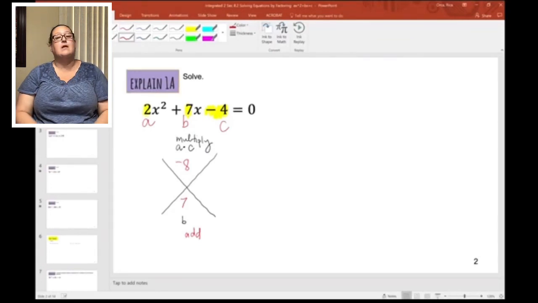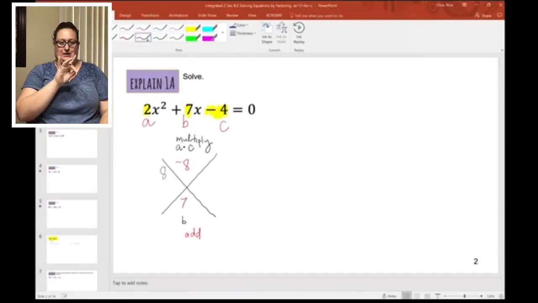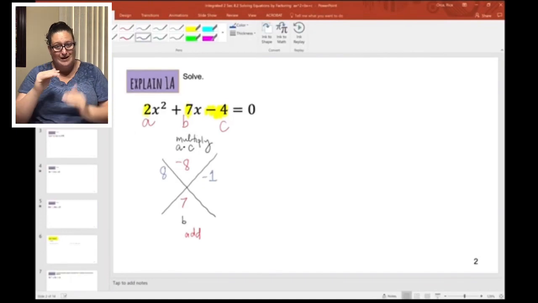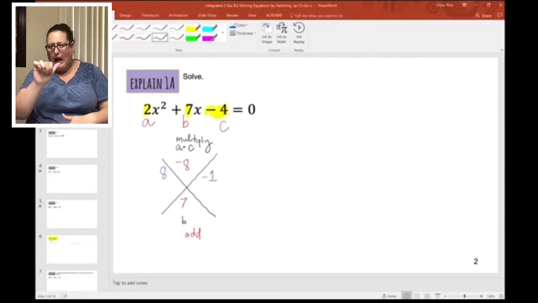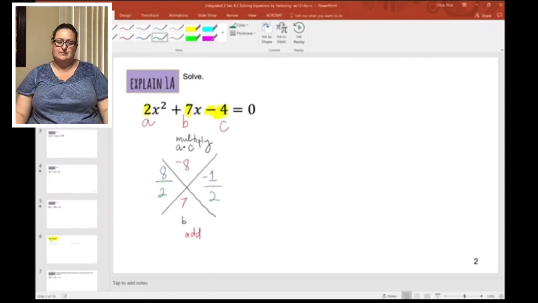Great. So the two numbers that will multiply to -8 but will add up to 7 are 8 and -1. So 8 times -1 is -8, and 8 plus -1 is +7. Now that you have those numbers, you want to take those numbers and divide by whatever a is. And a is 2. And then reduce your fractions if possible, but keep your answer in fraction form.